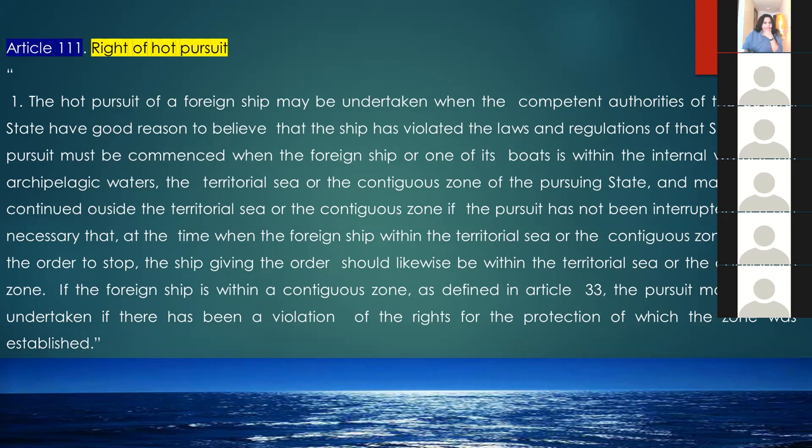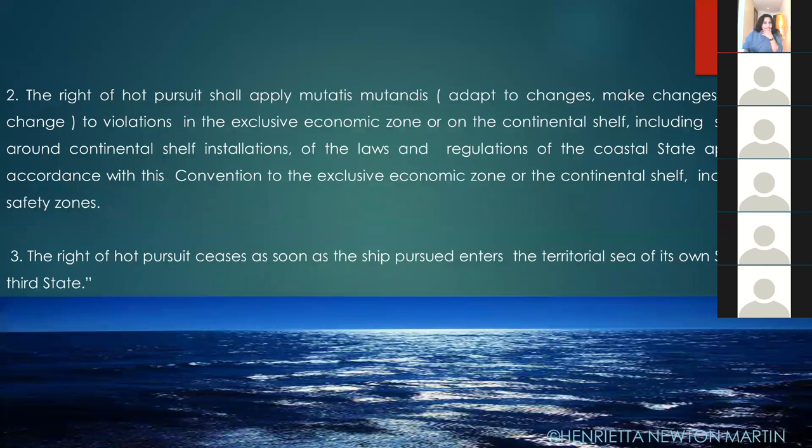So it is not necessary that at the time when the foreign ship within the territorial sea or the contiguous zone receives the order to stop, the ship giving the order should likewise be within the territorial sea or the contiguous zone. If the foreign ship is within a contiguous zone as defined in Article 33 of the same convention, the pursuit may only be undertaken if there has been a violation of the rights for the protection of which the zone was established.